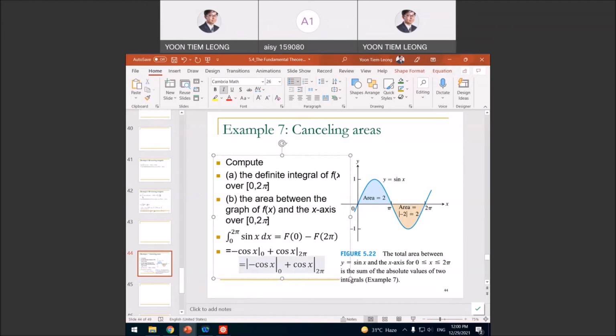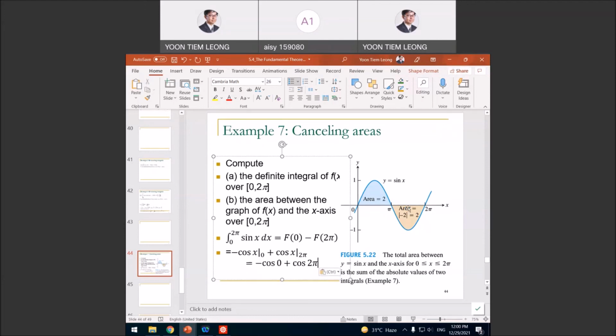So I need to show this to be equal to, so this is to evaluate the cos at 0, right? So I'm just going to substitute x equals 0 for this expression, plus this, I'm going to replace it by cos of 2 pi, 2 pi, that would be like this. Okay, so what is the answer?